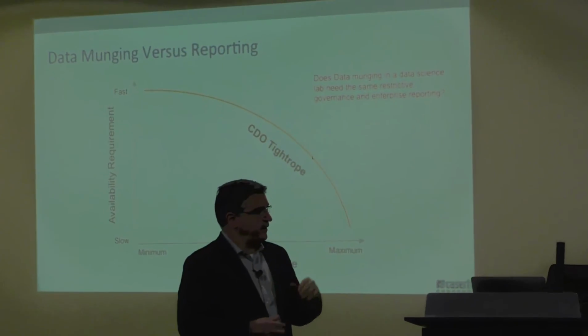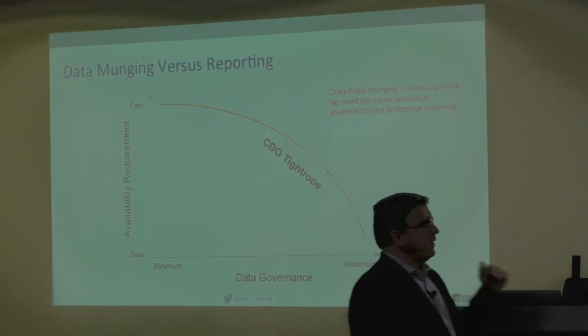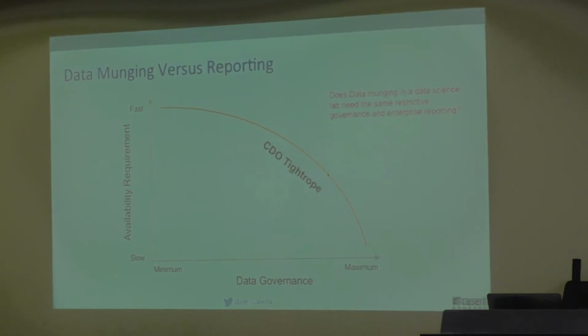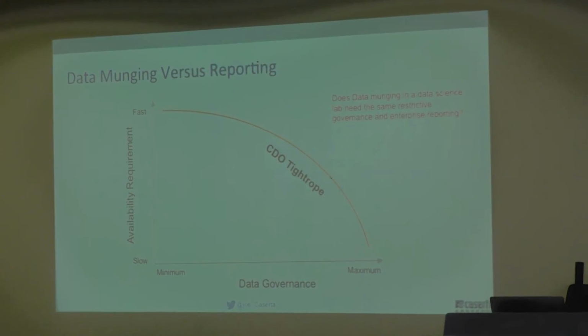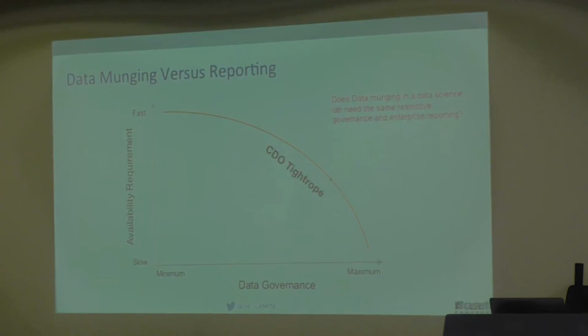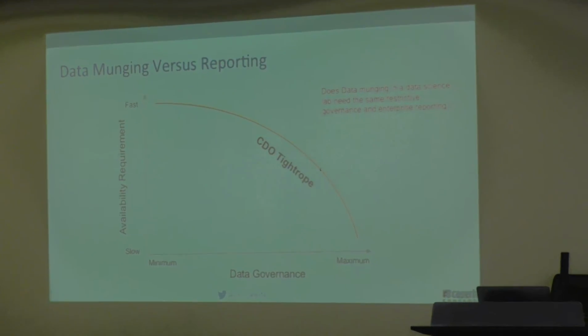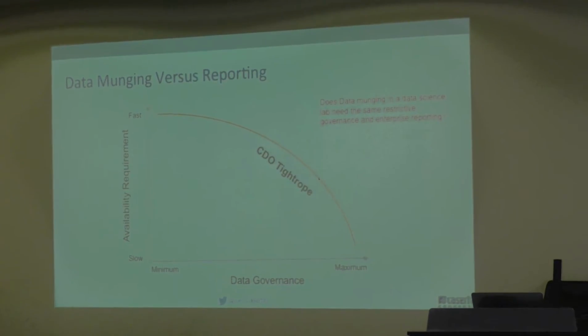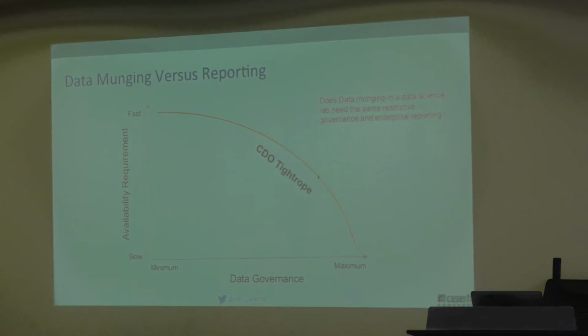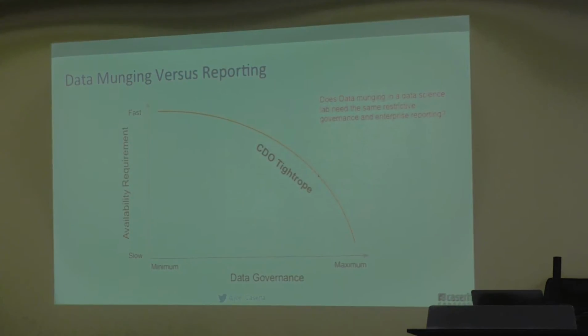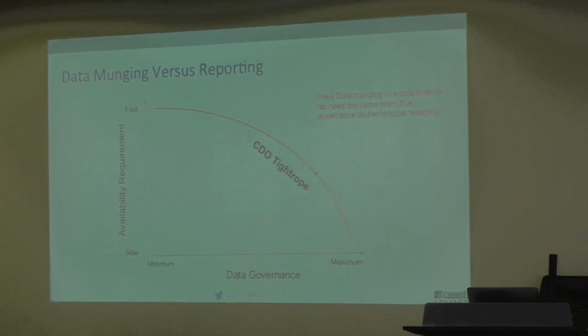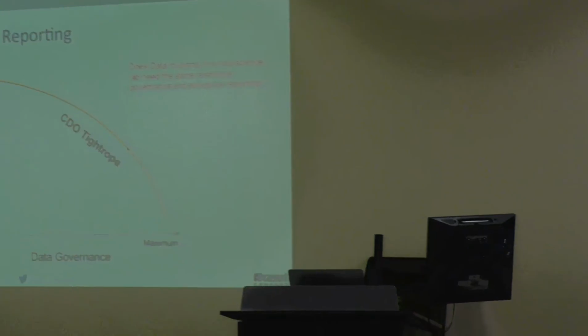The CDO tightrope means that we need to apply governance, but we need to really understand what it is we're governing and what the use case for it is. If a data scientist is just munging data to figure out if there's any value in it, does it really need to be as governed as something that's a final report that may go to Wall Street? We're saying no.